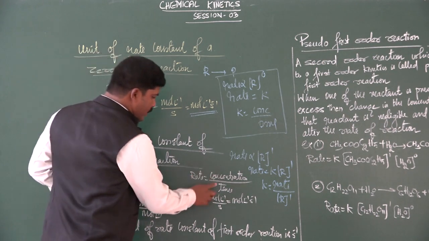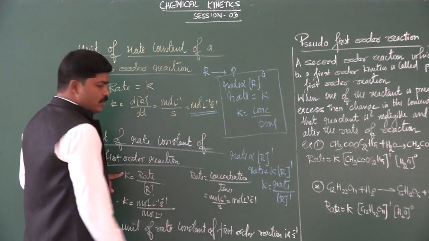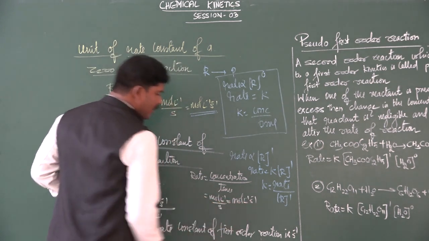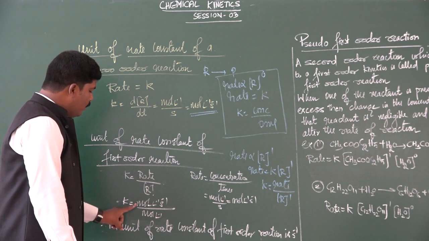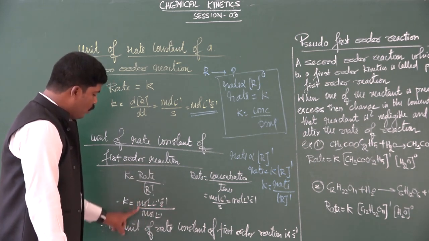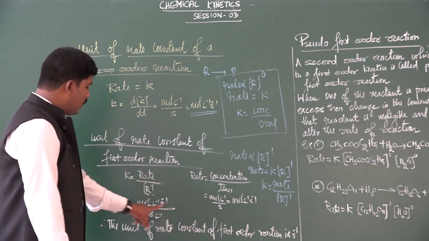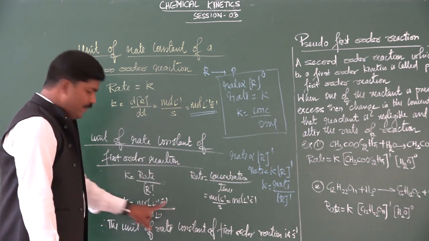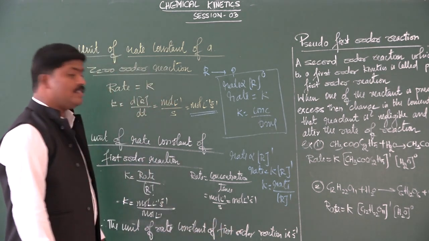What is rate? Concentration by time, so concentration is mole per liter by second, so it is mole per liter per second. Therefore we substitute here k is equal to rate by r, mole per liter per second divided by mole per liter. Mole per liter and mole per liter cancel, and only per second remains. Therefore the unit of rate constant of a first order reaction is per second.